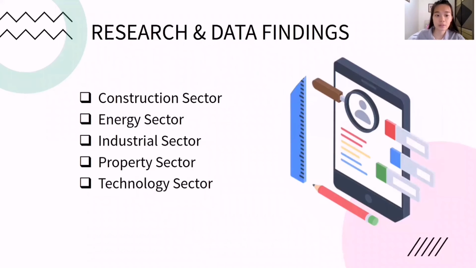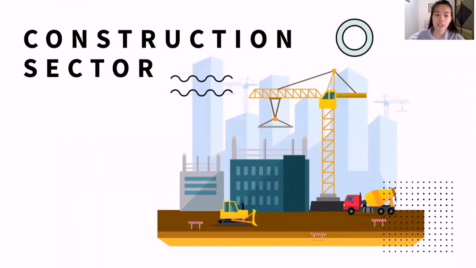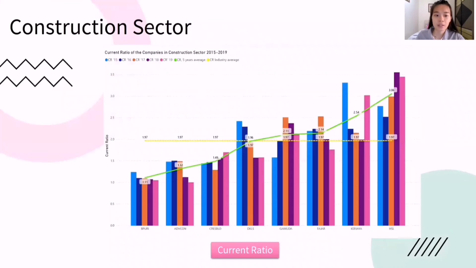The research findings: there are 7 ratios calculated for the companies in 5 different sectors. They are displayed on the graph to make comparison between the industries and evaluate financial performance of the company. In the construction sector, industry average current ratio is 1.97. This graph shows that the HSL and Kerjaya have higher current ratio compared to their peer group, indicating that management may not be using their assets efficiently.